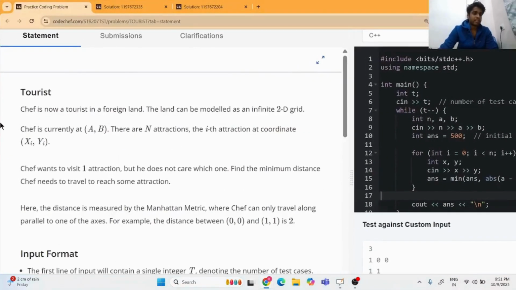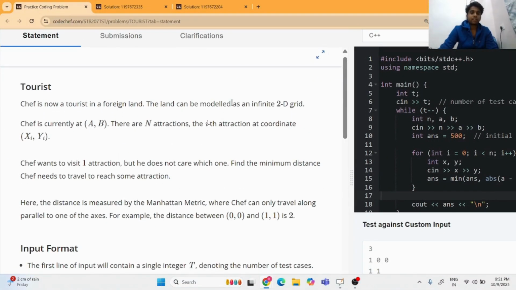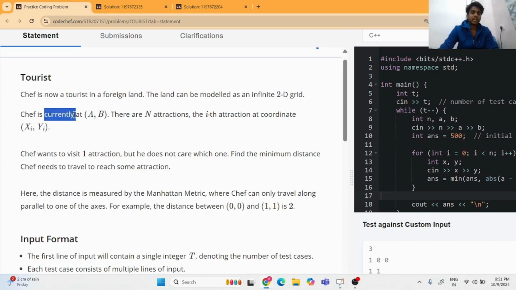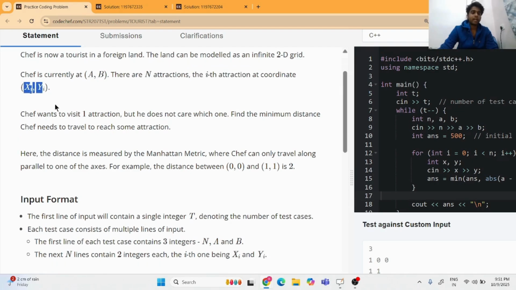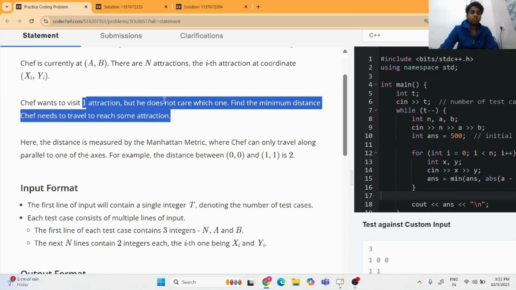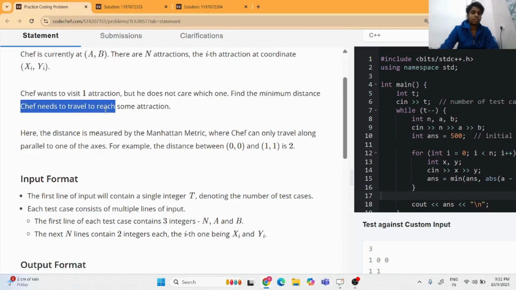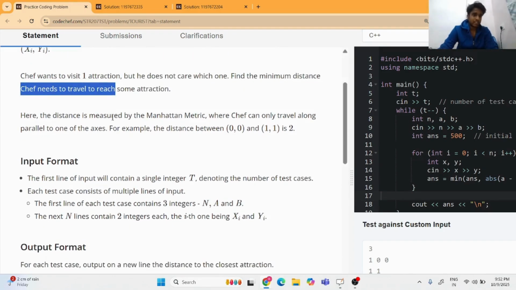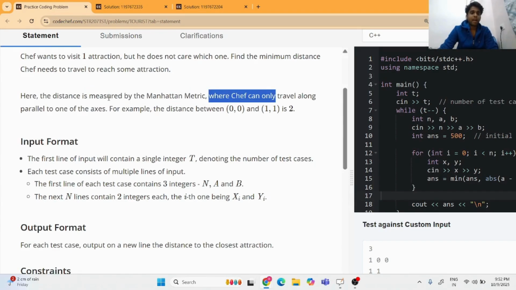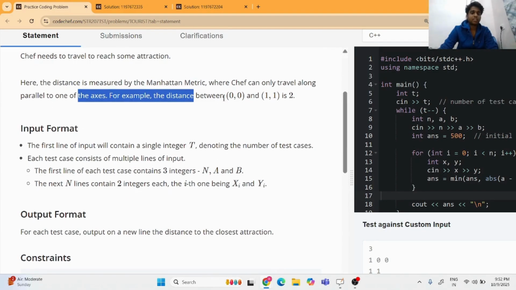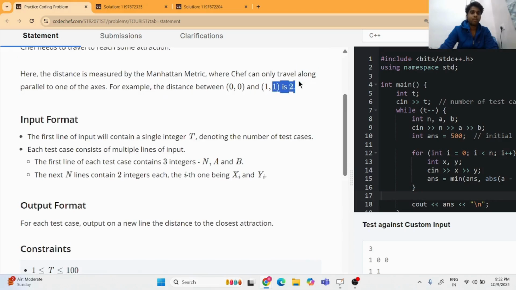So guys, the problem says Chef is now a tourist in a foreign land. The land can be modeled as an infinite 2D grid. Chef is currently at (A, B). There are N attractions. The ith attraction is at coordinate (xi, yi). Chef wants to visit one attraction, but he does not care which one. Find the minimum distance Chef needs to travel to reach some attraction. Here, the distance is measured by the Manhattan metric, where Chef can only travel parallel to one of the axes. For example, the distance between (0, 0) and (1, 1) is 2.